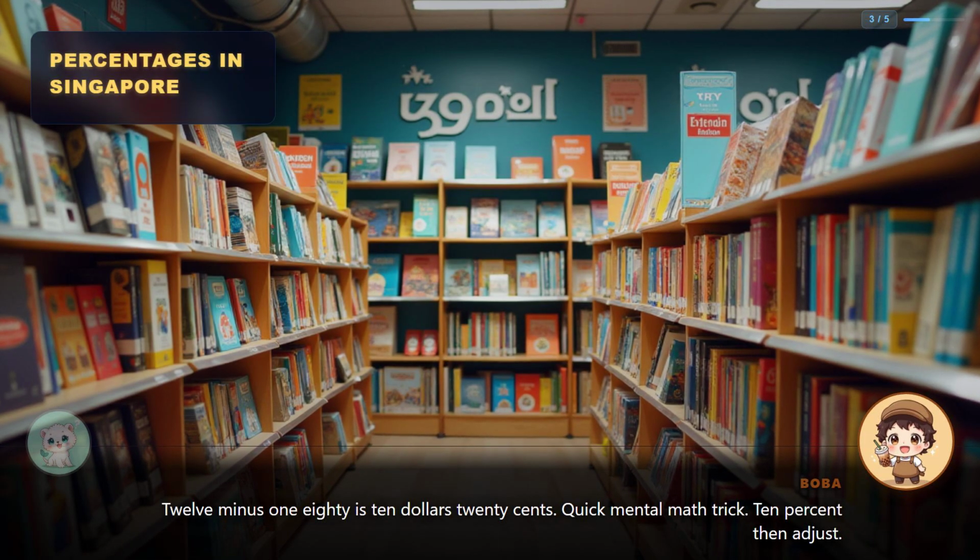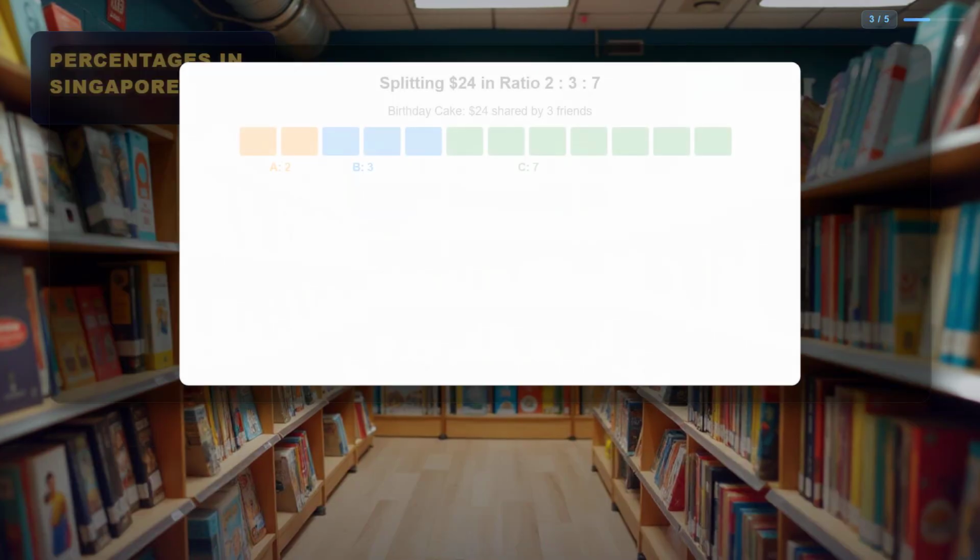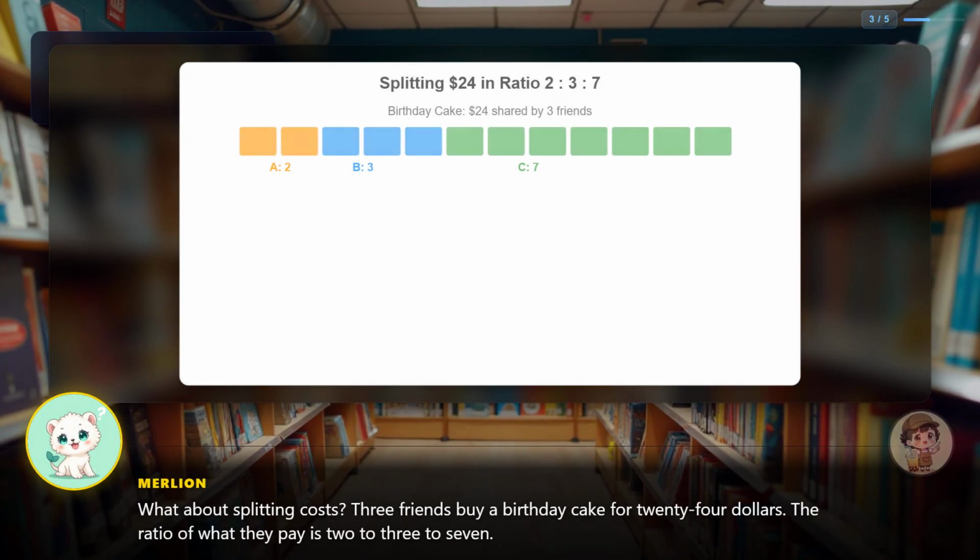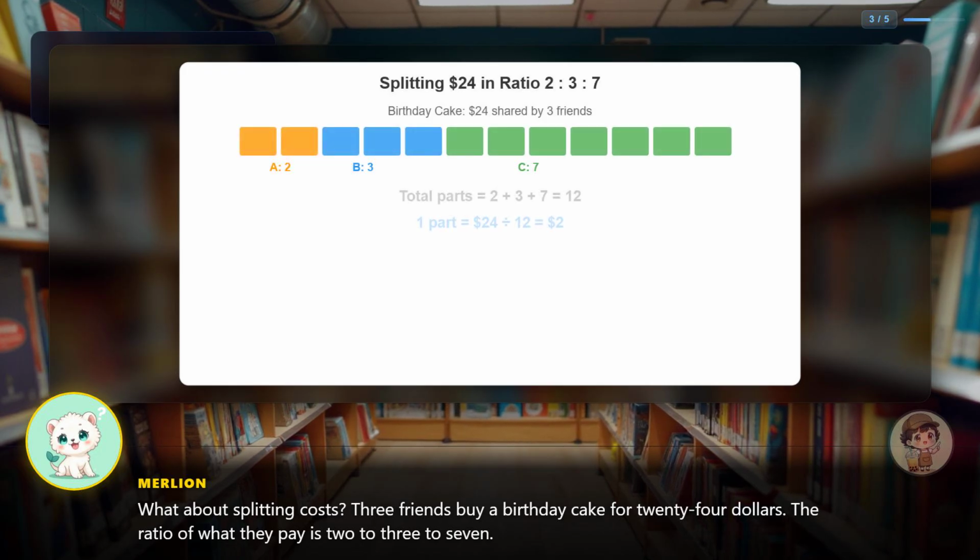Quick mental math trick. 10% then adjust. What about splitting costs? 3 friends buy a birthday cake for $24.